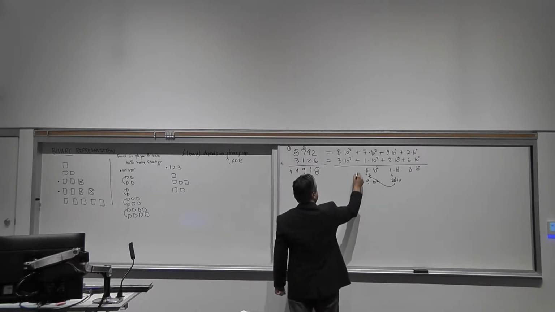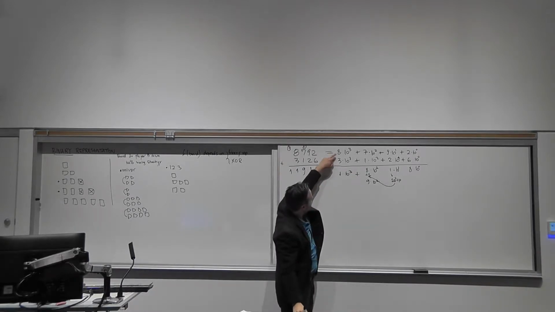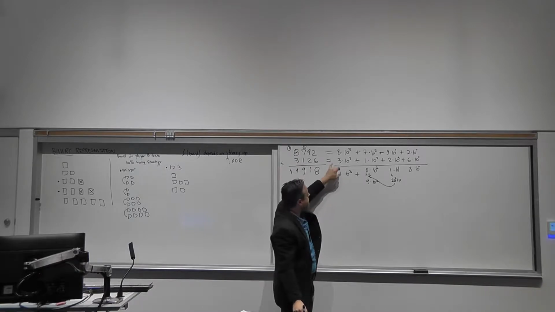And then of course, the same thing happens here. I get 1 times 10 to the sum of those two coefficients, 8 and 3, is 11. So I write the 1. The 10 times 10 to the third gives me the 10 to the fourth.